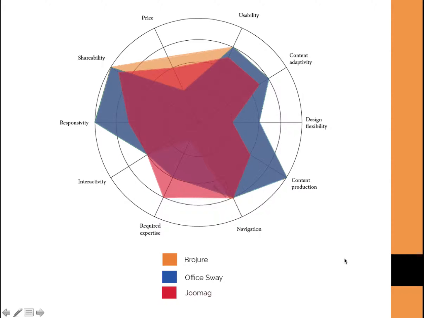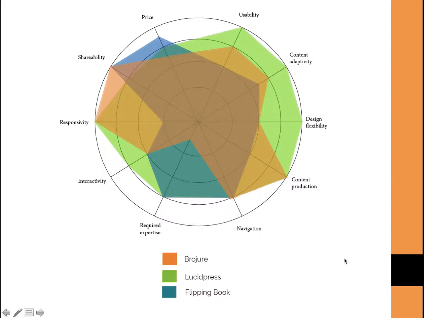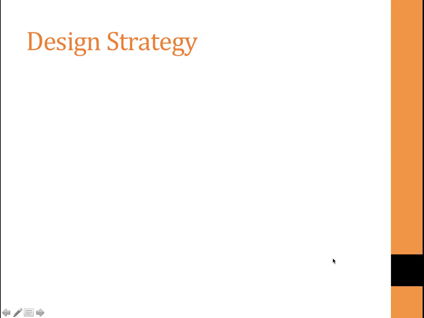And I had to keep this in mind throughout the design process, that whatever changes I make, I cannot increase the amount of required expertise because then Brochure loses its differentiator. And also really what I wanted to set out was to increase our navigation and our usability. So I went ahead and put together a design strategy. How was I going to achieve these goals? What portion of the product was most important to focus on to achieve these goals?